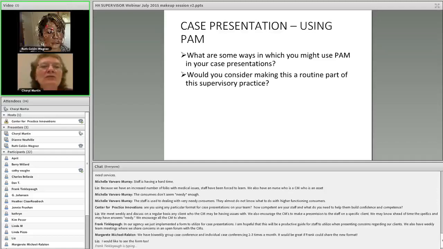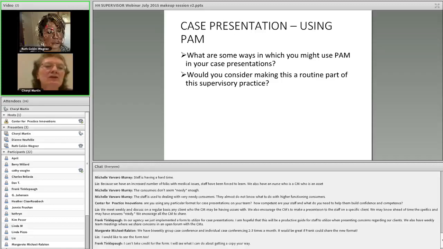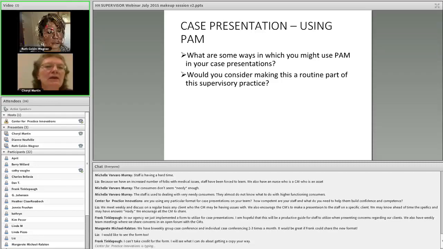So when you think about your case presentations with folks, and this is talking about using the PAM, but let's think in that broader way. Are we thinking about where the person is in their activation? Are we thinking about where the person is in their stages of readiness to change? Would you consider making that a routine part of supervisory practice if it's not already there? Are folks talking about this? Are they talking about that person's level of activation, their readiness to change, in our supervision, in our case presentations that we're doing now?